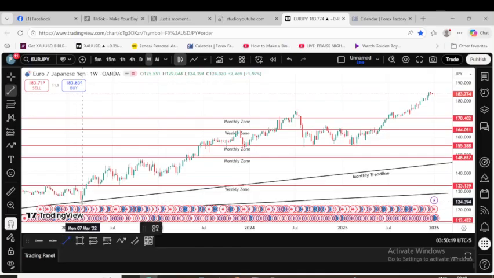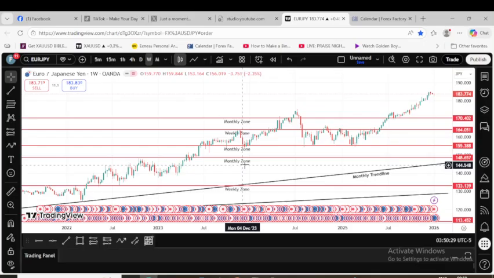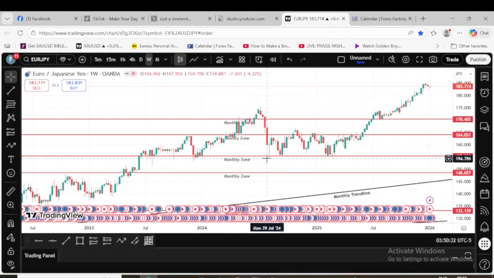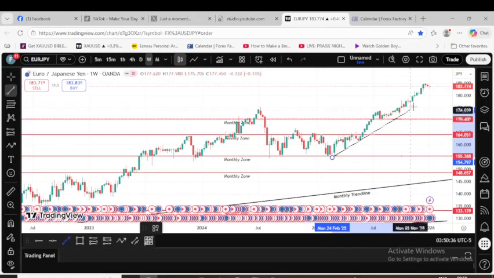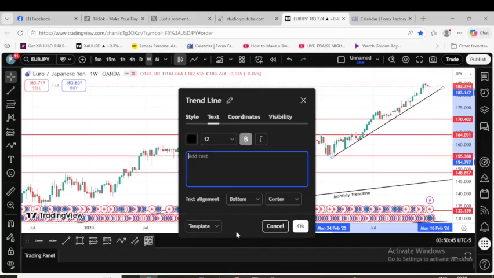For example, from here, a trend line can be drawn, but that trend line is already invalid in the correct price action. You can also draw a trend line from somewhere around here. And this one has not been invalidated by price action. So this is our weekly trend line.